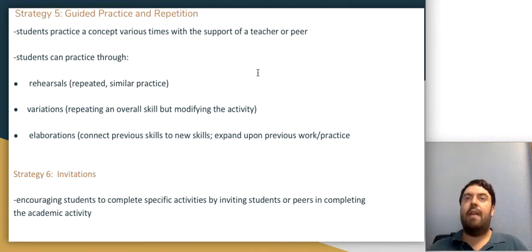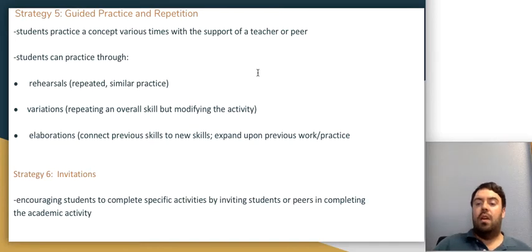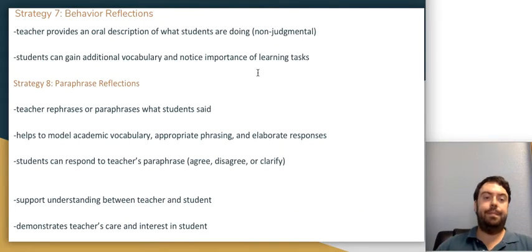A sixth strategy involves invitations, and this is pretty straightforward. This is basically inviting students or suggesting to students how they could practice or how they could learn. So inviting them to join their classmate in an activity in a learning center, or inviting them to read a book after they finished a task.